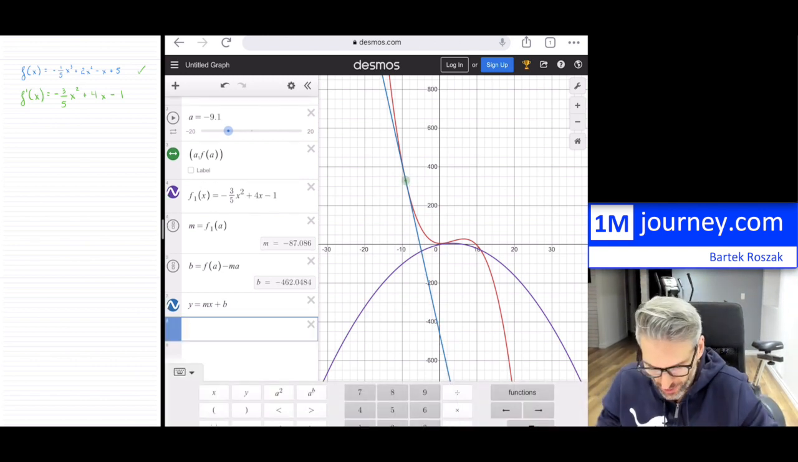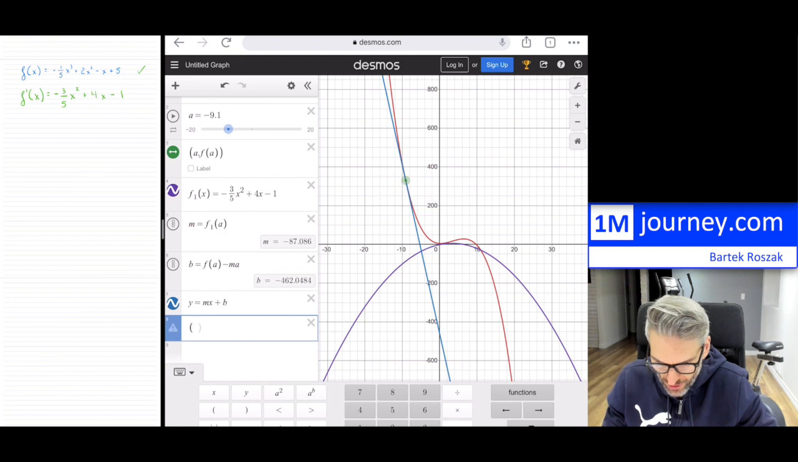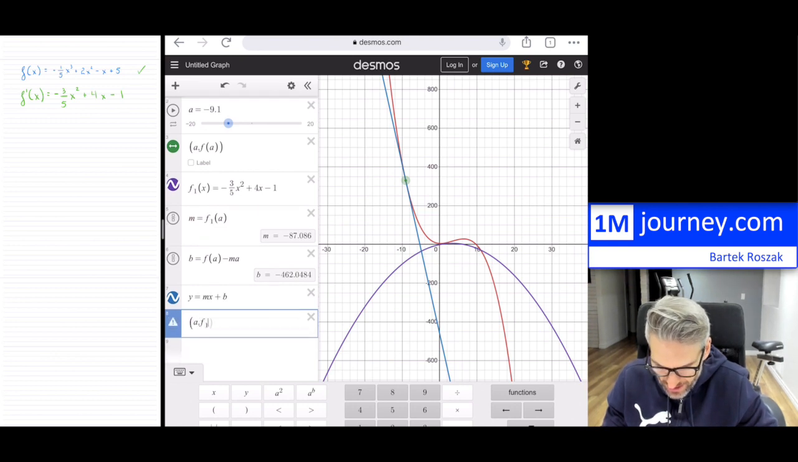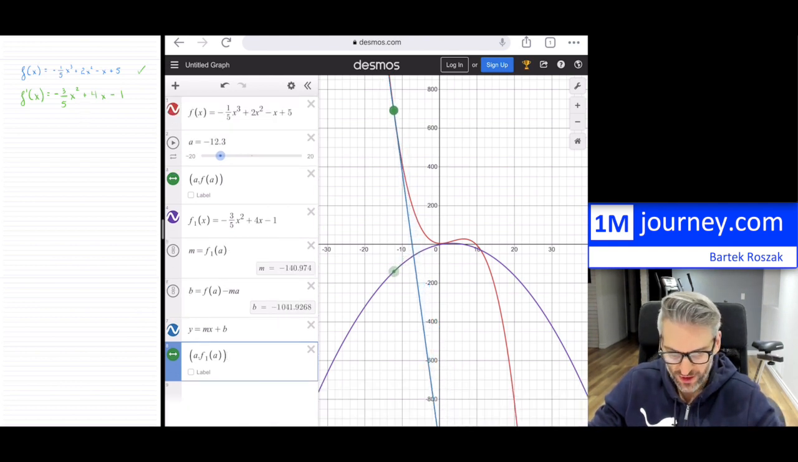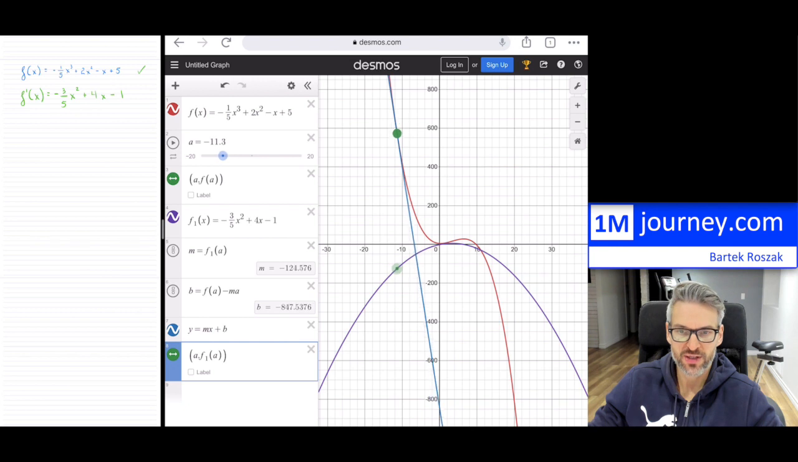Now, let me see if I can plot a in there. Okay, so there you go. So notice that now it's going to be moving along. This just tells us what the slope is, and if you look on the left-hand side where I defined m, it tells us it's negative 140.97. And now it's going to be less steep, right? So it's coming down in here and it's less steep.